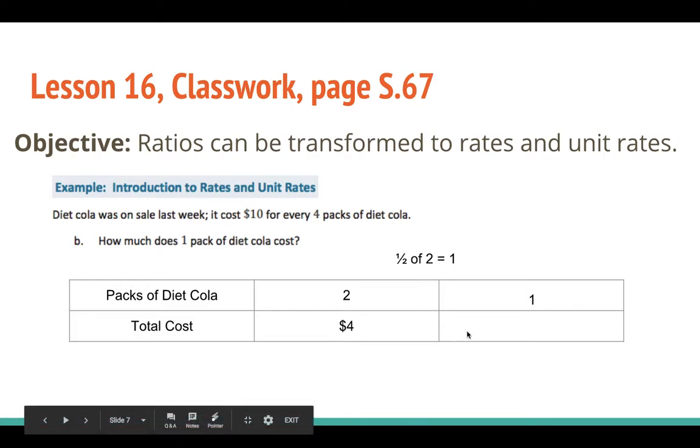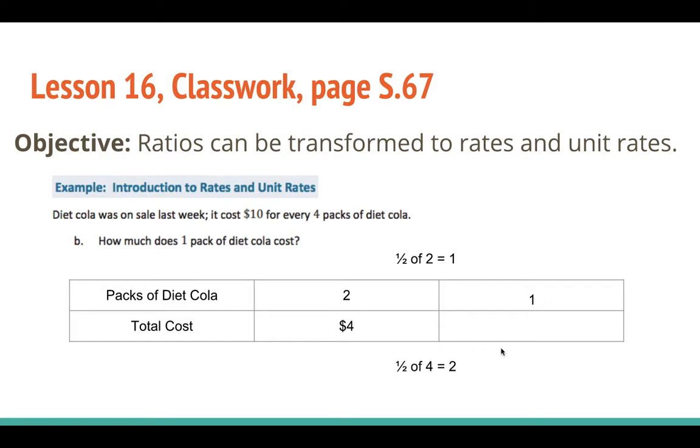So we're going to do the same thing down below. 1/2 of 4 equals 2, right? So 4 divided by 2 is another way of putting that. And that means 1 pack of Diet Cola would cost $2. Okay, so the unit rate is $2 per pack of Diet Cola. And please pause this video to copy, but before you pause it, if you notice, the way you are solving for problems here is exactly how you were solving for problems when we were talking about ratio tables. Okay, so once again, pause this video to copy.